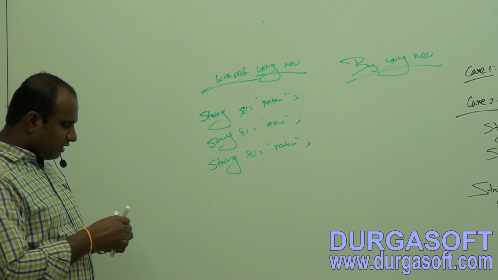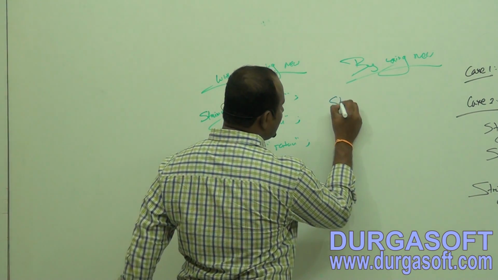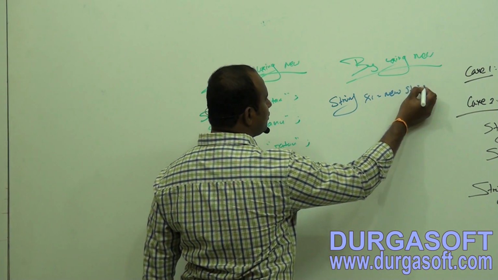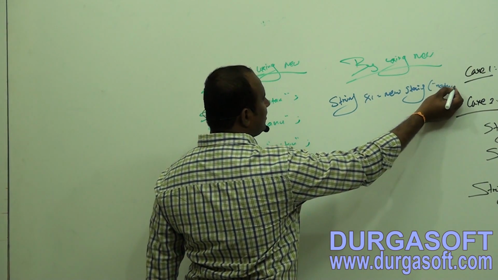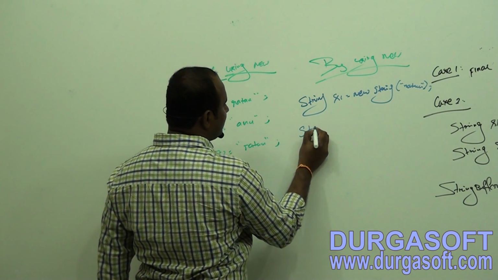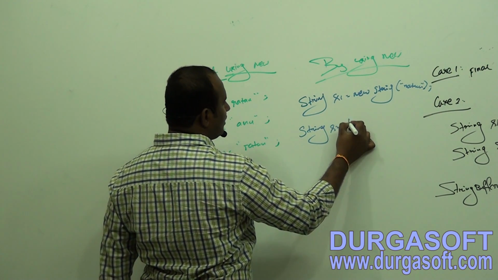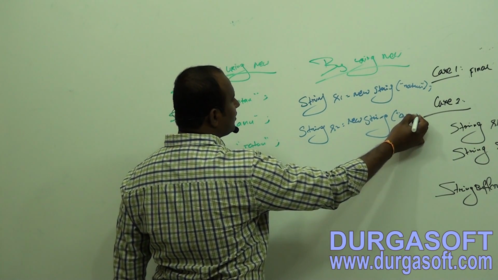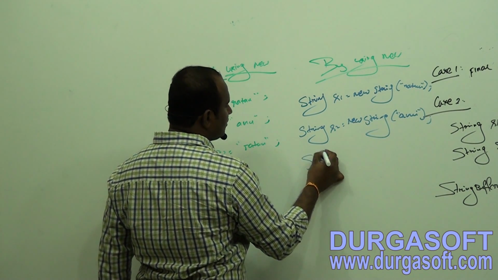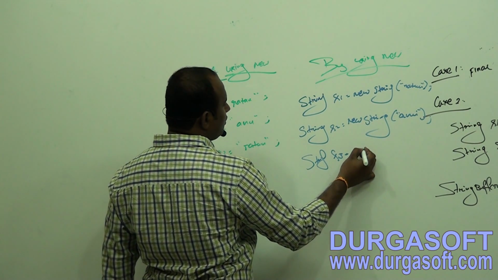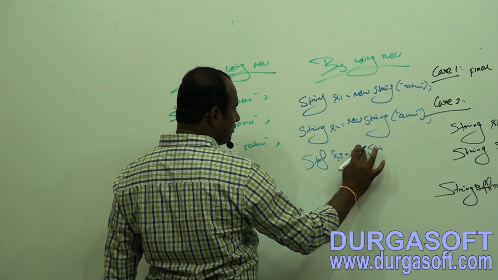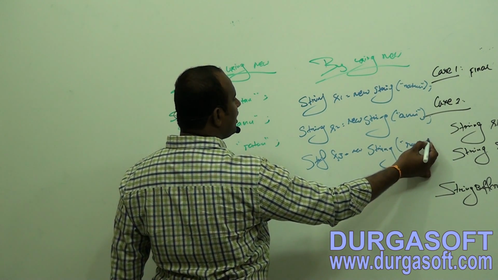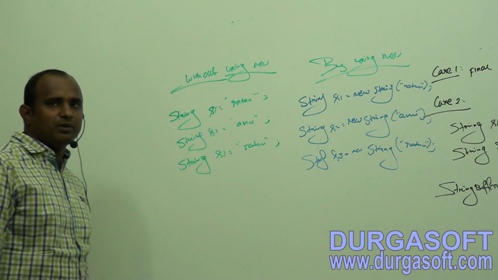The same objects I am creating by using the new operator. Tell me how to create the object by using the new operator. String s1 equal to new String of, here I am just passing Ratan. The next one is the string s2 equal to new String of Anu, the second data. The third one, the string s3 equal to new String of Ratan. We have three objects, by using the new operator and without using the new operator, right?